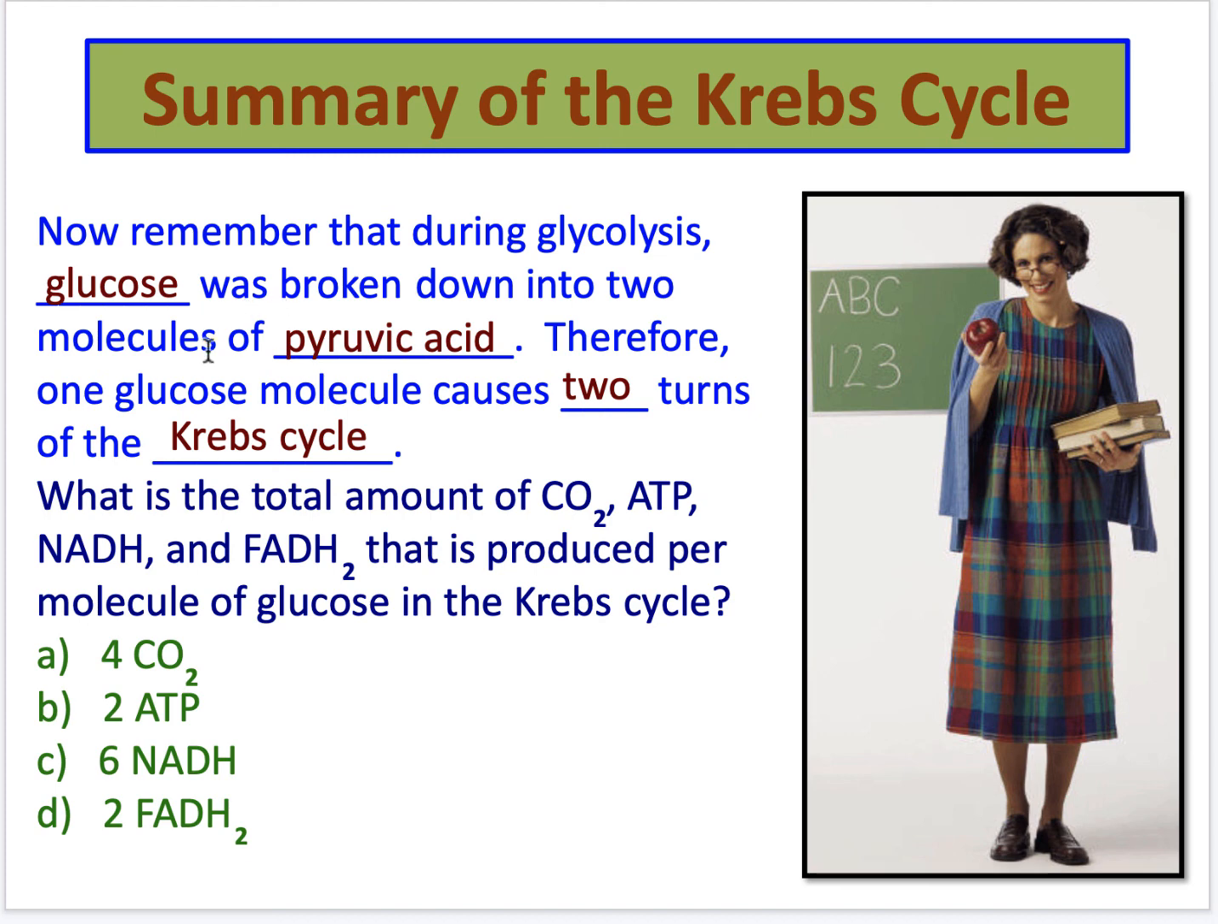Okay, so right here, it says, now remember that during glycolysis, glucose is broken down into 2 molecules of pyruvic acid. I said that. Therefore, 1 glucose, which don't forget has 6 carbons, will cause 2 turns of the Krebs cycle. Therefore, that's how you end up with 4 carbon dioxides, because 1 turn makes 2, and that's for 1 pyruvic acid, and then the second pyruvic acid will enter and make 2 more, and then a total of 2 ATP, etc.